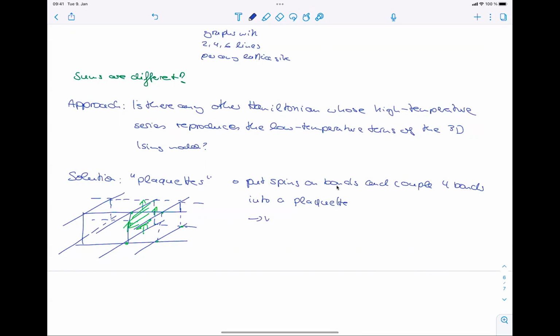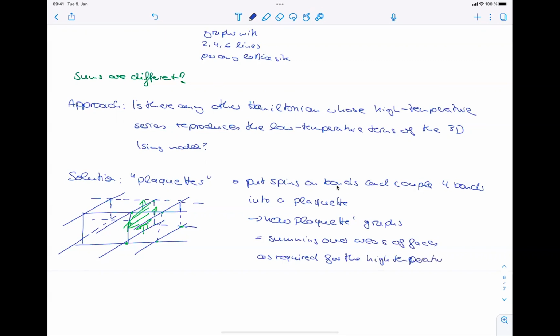Now these plaquette lines or loops, plaquette curves, graphs, this is equivalent to summing over the area of faces, as required for the high temperature series of the plaquettes.